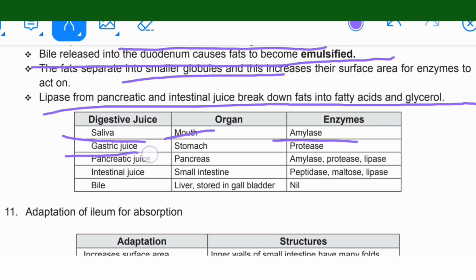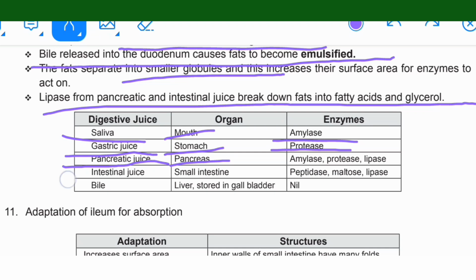Next one is gastric juice. Gastric juice is released by the stomach and it contains what is called protease. Protease is what breaks down the protein to peptones. Then you also have the pancreatic juice. Pancreatic juice is released by the pancreas. That pancreatic juice contains amylase, protease, and lipase. In case some of the starch, the fat, proteins escape from where the digestion normally begins, they'll be caught by the pancreatic juice for their final digestion.